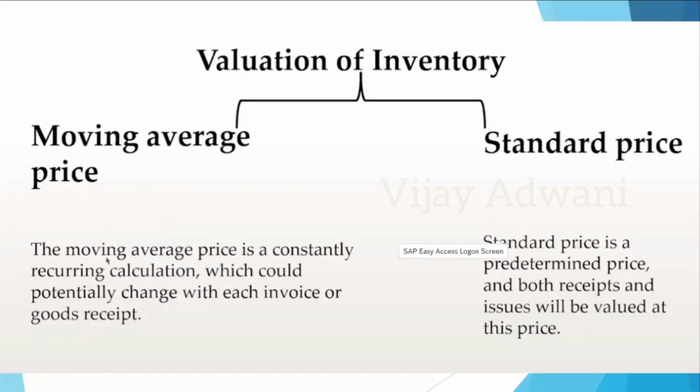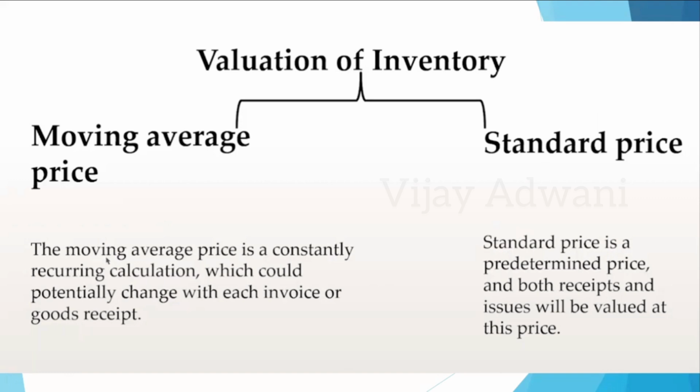So in this video, we are going to understand how many types of raw materials there are, or rather how we value the raw materials. Basically, a raw material might have a different price. It might have a standard price as well as a moving average price. Now, what is the difference between these two?